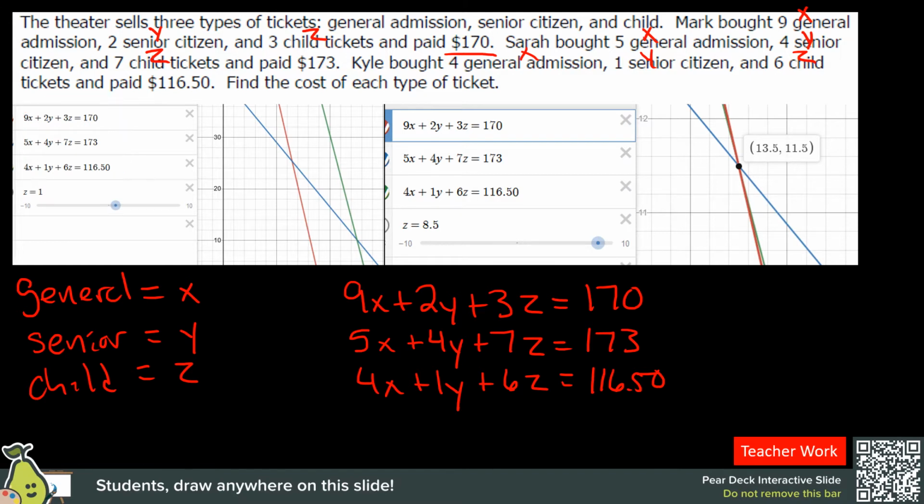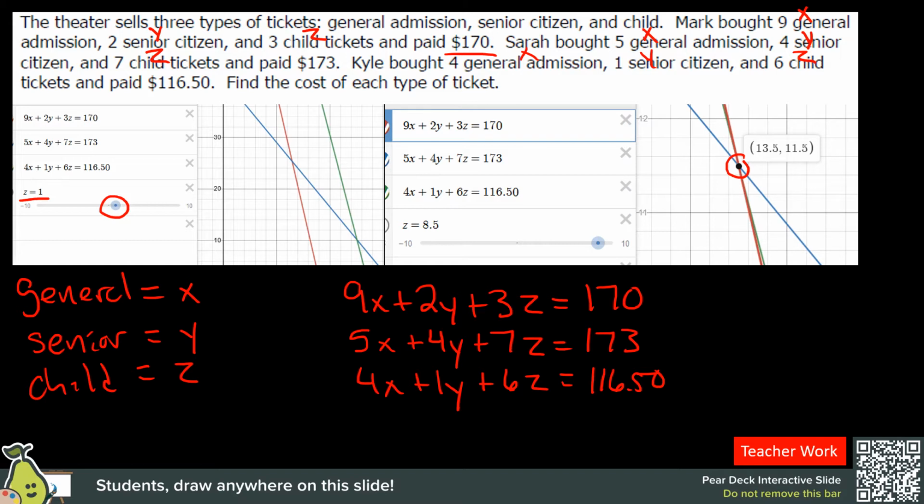But when we do this, you're going to see that it already starts off with a z value of 1. So it's already saying, if z is 1, this is what the graphs look like. So we need to find when all these intersect. So what you'll do is you're going to play with this drag bar here, and you're going to move it around, and you want to make sure that all 3 points intersect. When they all intersect, that is where your solution is.